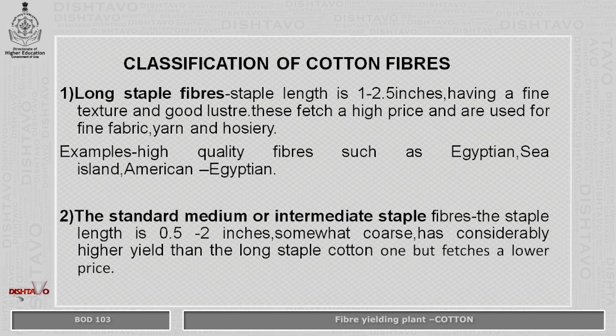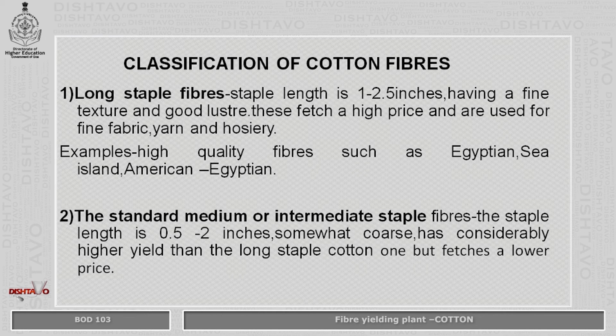Now we go to classification of cotton fibers. They can be classified as long staple fibers. Here the length is 1 to 2.5 inches, having a fine texture and good luster, and this type of fiber fetches a high price in the market. They are used for fine fabric, yarn, and hosiery. Examples of this type, you must have heard of Egyptian cotton. It belongs to the long staple fibers, very expensive. Sea Island and American Egyptian.